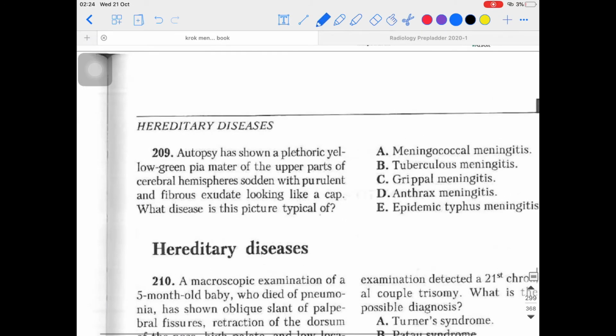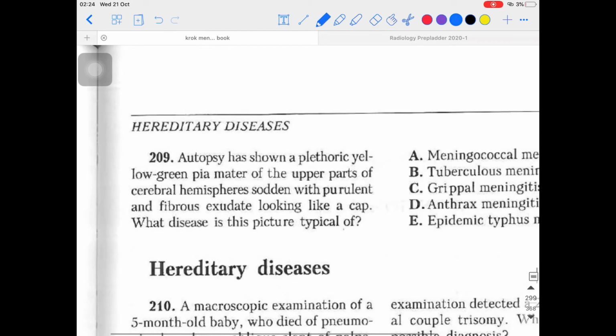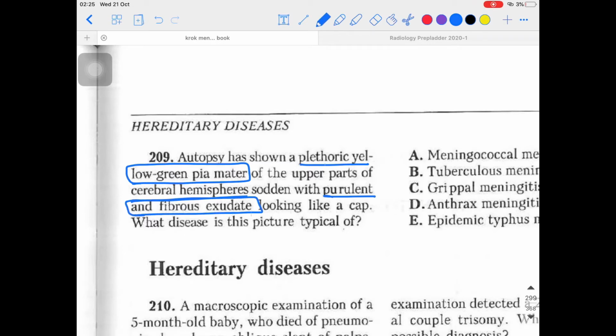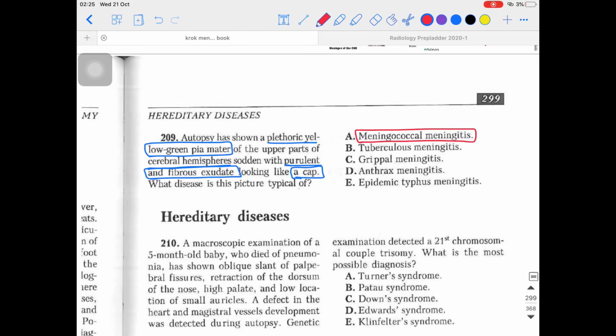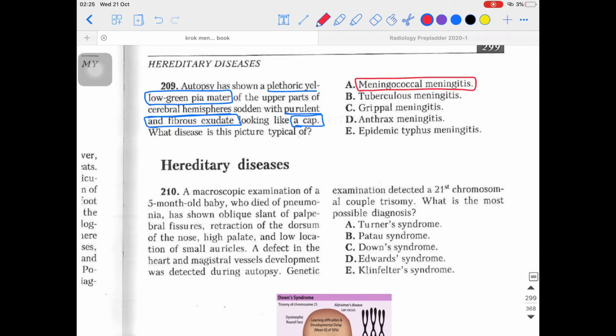Now they are talking about question number 209. Autopsy has shown a plethoric yellow-green pia mater. Your diagnosis is very clear in your mind already. In the upper parts of the cerebral hemispheres, covered with purulent and fibrous exudate, they are talking about meningococcal meningitis. Yes, looking like a cap formation, the pia mater, the meninges are involved, pus is there, purulent inflammation. Your answer will be very clear: meningococcal meningitis, and the etiological agent is Neisseria meningitidis. Okay, fine, let's move on to the next question.